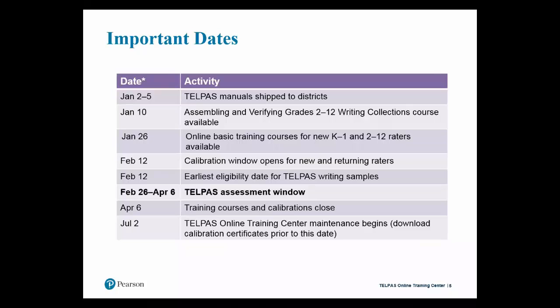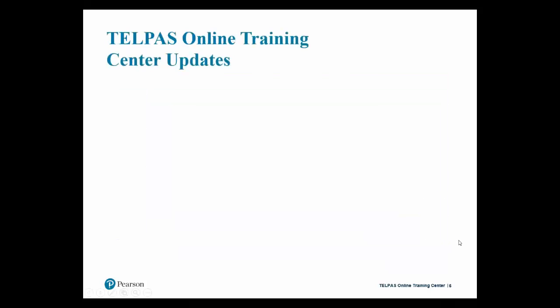Also, on July 2nd the TELPAS Online Training Center is going to shut down for maintenance. So you want to make sure that your raters have downloaded their calibration certificates before that July 2nd date. Again, come July 2nd, the TELPAS Online Training Center is going to shut down for maintenance, so make sure your raters have downloaded their certificates. Those are some important dates in regards to TELPAS Online Training.